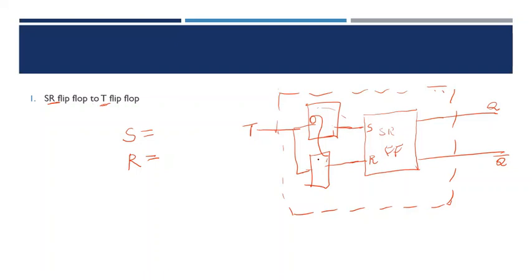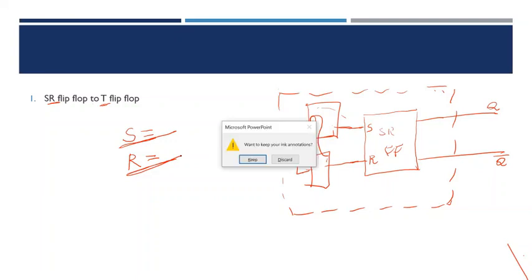For that, our aim is to write the Boolean expressions for S and R. Then we can draw the logic diagram corresponding to a T flip-flop. How will we get these equations for S and R? What was the first step in flip-flop conversion? Write the excitation table. Okay, let's write the excitation table.